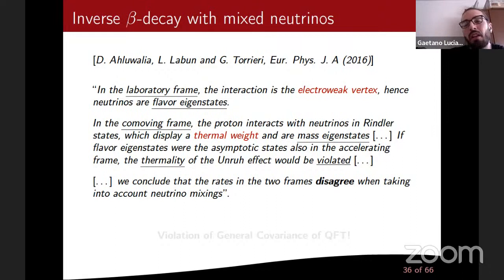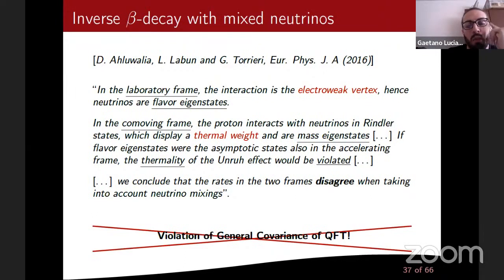So in order to preserve the thermality of the Unruh effect, the authors work with flavor eigenstates in the laboratory frame, with massive eigenstates in the comoving frame, and they conclude that the two decay rates disagree when taking into account neutrino mixing. But for the comments I was making above, of course, this implies a violation of the covariance of quantum field theory, because we are saying that a scalar quantity is not the same in the two frames, which is quite absurd. So we cannot accept such a result, a violation of covariance of quantum field theory.